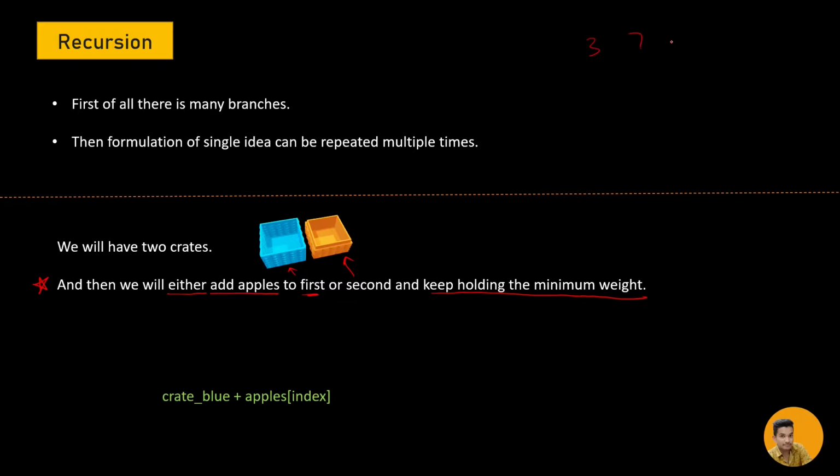Index means that the weights are 3, 7, 9 and the indexes are i, 0, 1, 2. So if we are here, we will add either in crate blue. So here we are adding in crate blue. Again, we will either add apples to the first, so I have made the apples go in crate blue, or we can put them in the second one. So here I am putting in the second one.